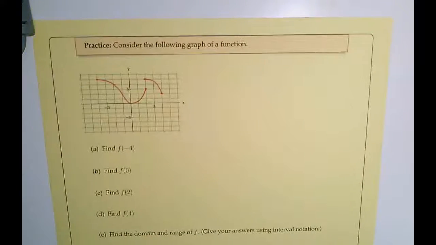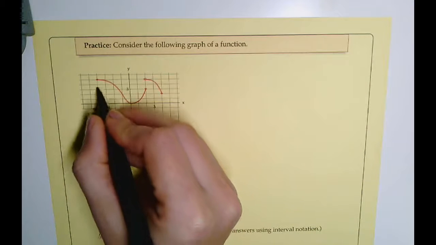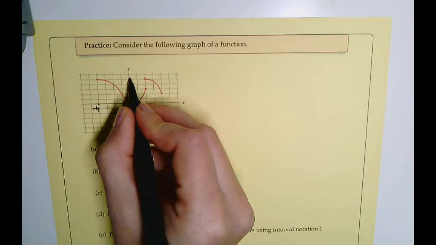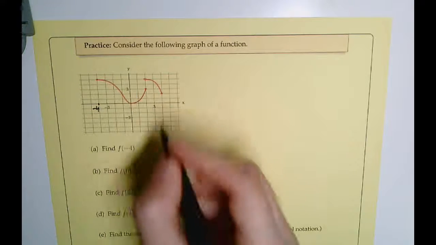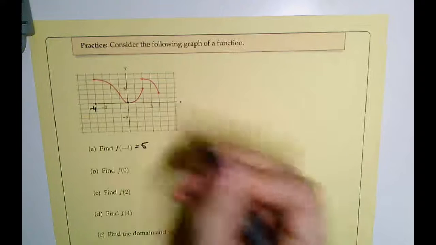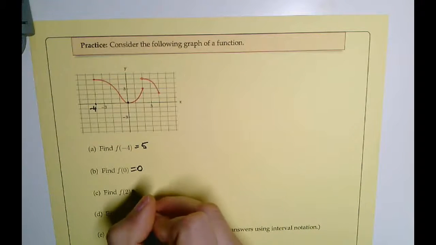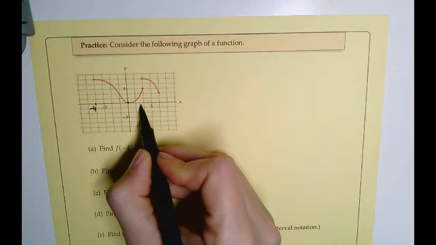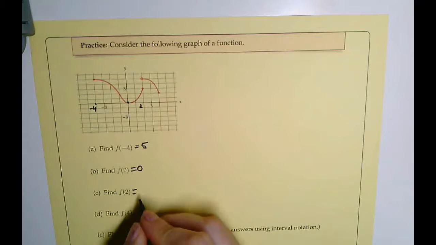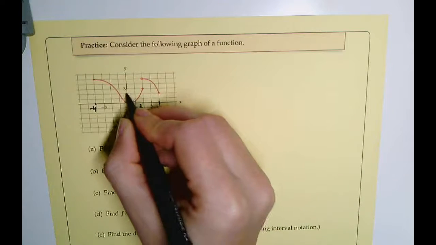So what is f of negative 4? Well, negative 4 is right here. The y value, f at negative 4, is 5. What about f of 0? When x is 0, the graph is also 0. The y value is 0. f at 2 is 3. And f at 4 is 2.